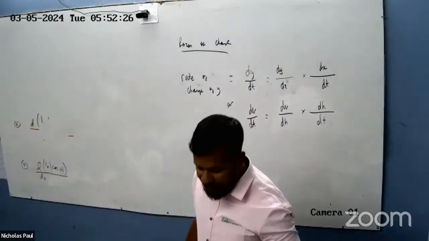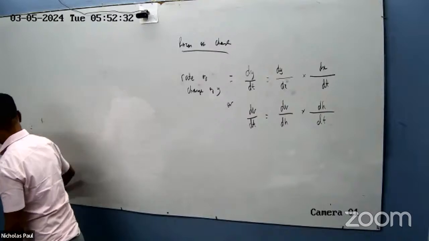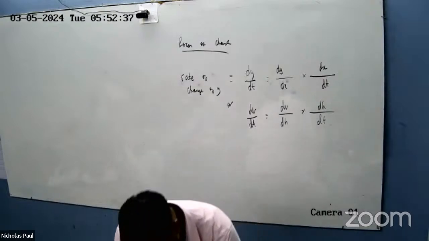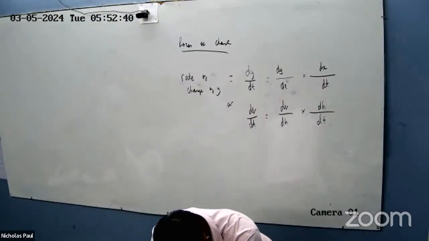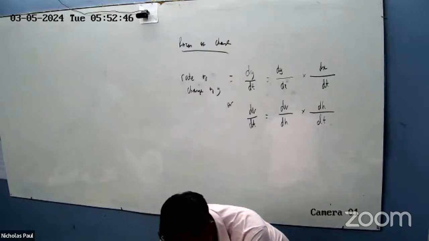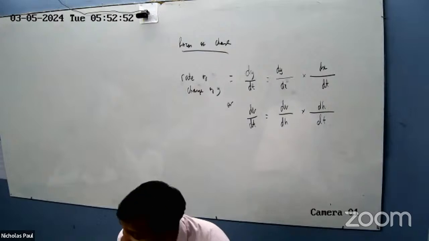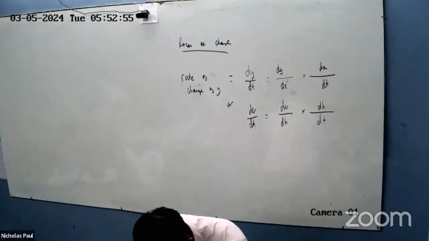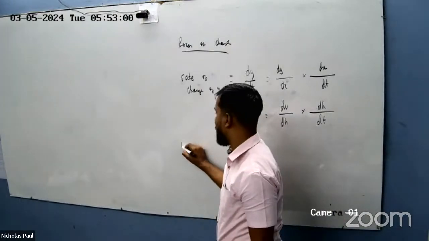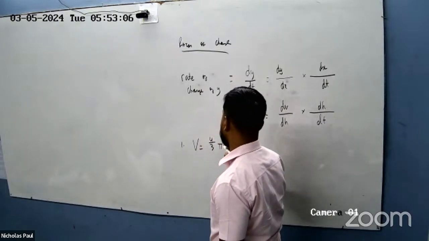So first up, find the rate of increase of the volume of the balloon when its radius is 5 centimeters. Right? And for number 1, they gave you the volume. The volume is 4/3 pi r cubed.